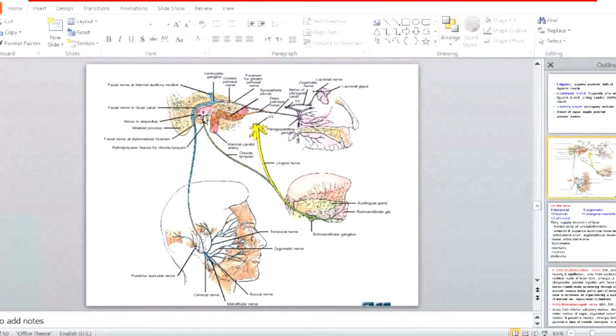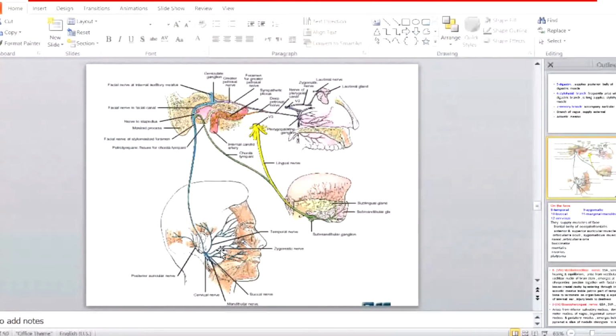Even if you tell the patient to blow, he cannot blow well, because he cannot close the palpebral fissure on the affected side completely. All the time there will be a gap on that side, and by this you can diagnose the facial palsy. Now another site is where the facial nerve passes inside the parotid gland.